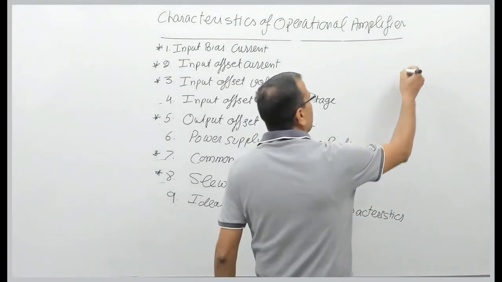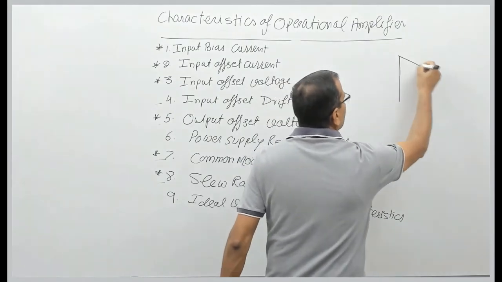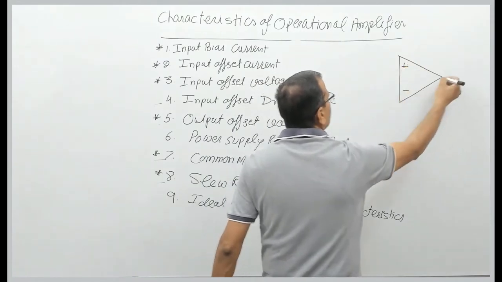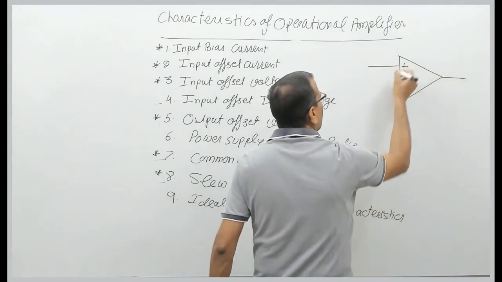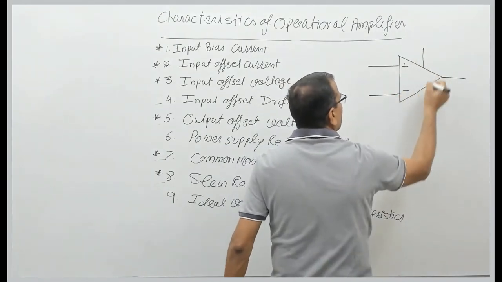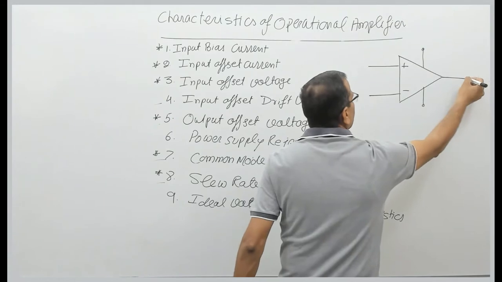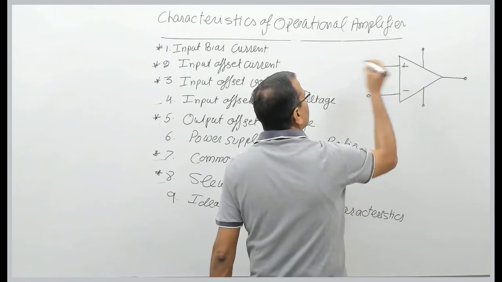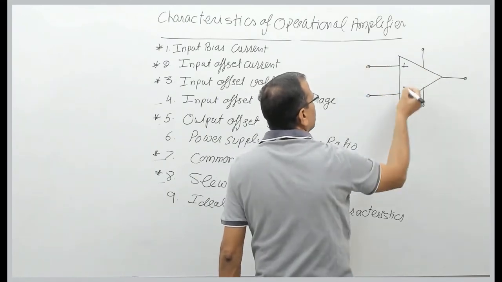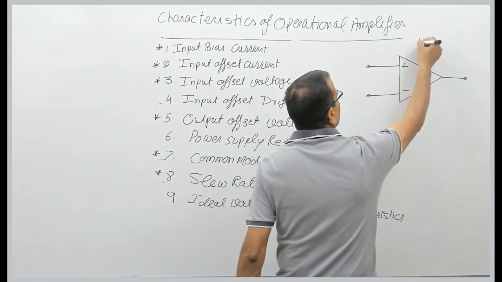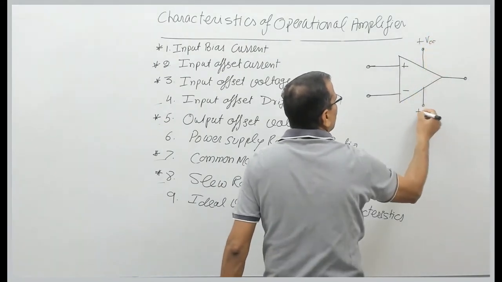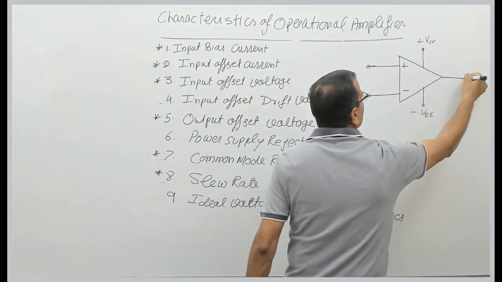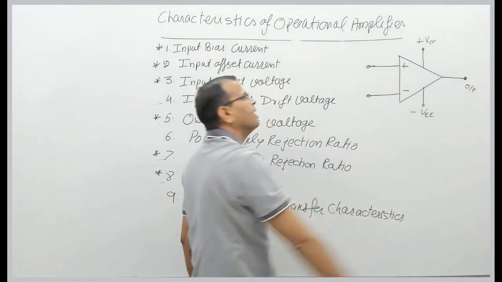First of all, let us draw the symbol of operational amplifier. This is the symbol of operational amplifier, which we have shown in my previous video. This is called inverting terminal and this is non-inverting terminal. Say this is positive bias voltage, and this is negative bias voltage, and this is the output terminal.